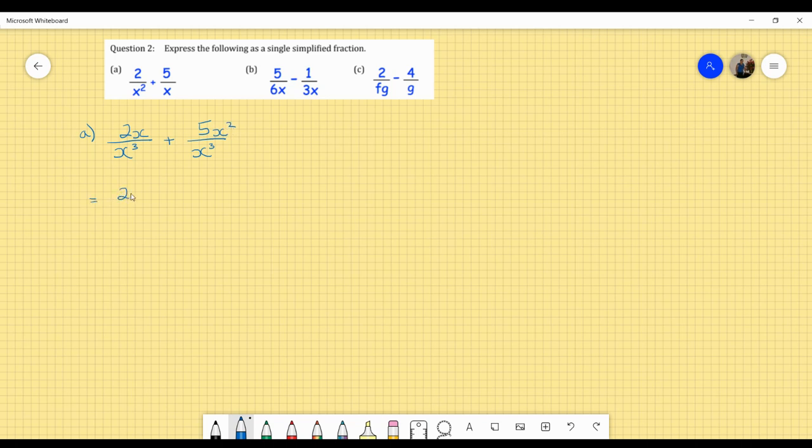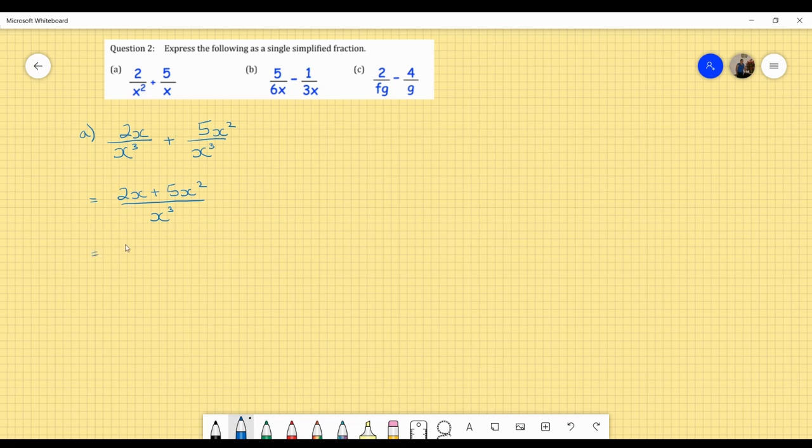Therefore, when you simplify, you get 2x plus 5x squared all over x cubed. Okay, but what you can't do is add 2x and 5x squared. You can only add x squareds together and x's together, so they're two different things. And at this point, because you made it slightly more complicated having a common denominator of x cubed, we do have to cancel out a factor of x in everything.